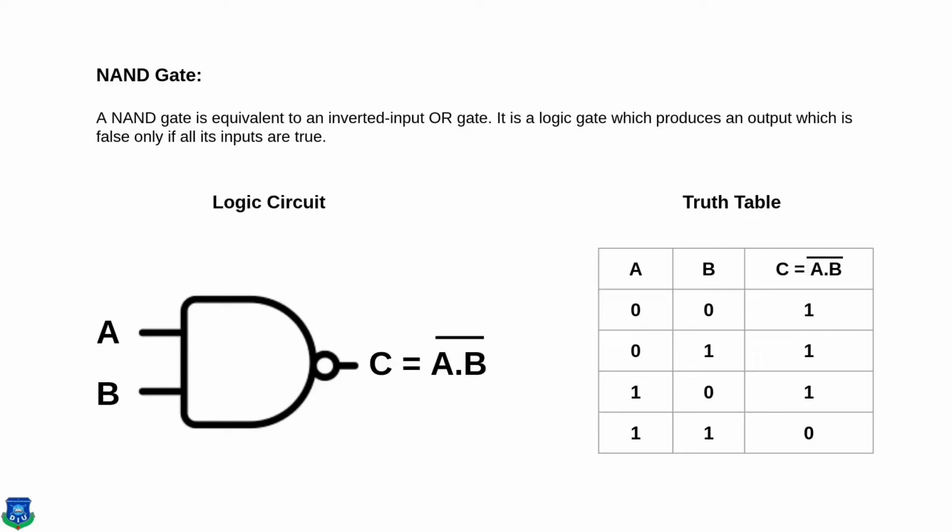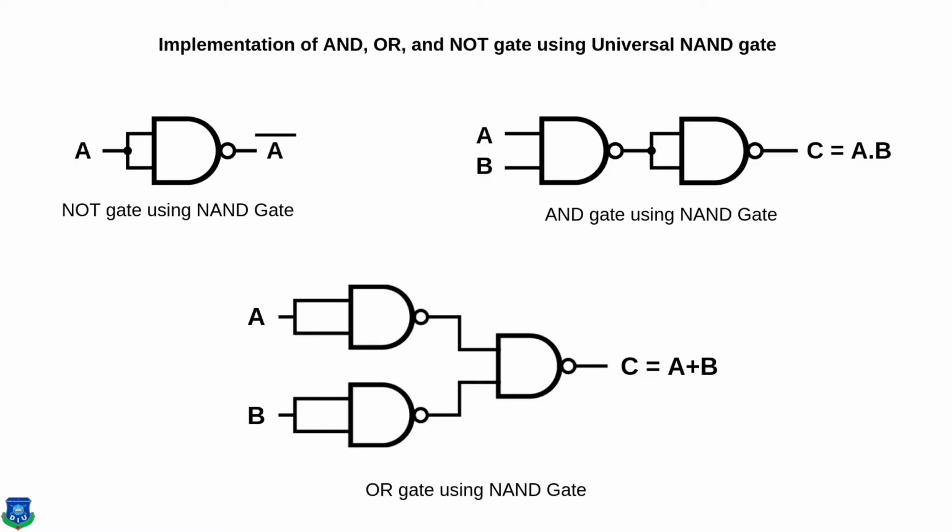NAND gate is called a universal gate because all three primary logic gates can be implemented by a NAND gate. Now we will see how we can implement all three gates by a NAND gate. Implementation of AND, OR, and NOT gate using universal NAND gate. Here we implemented NOT gate using NAND gate. We can recognize this as a NOT gate by saying that this gate has a single input and a single output.